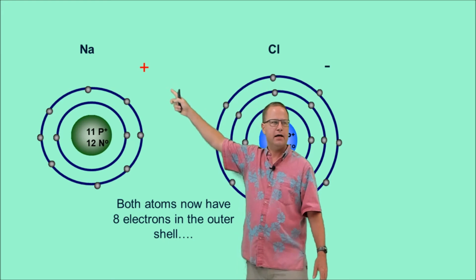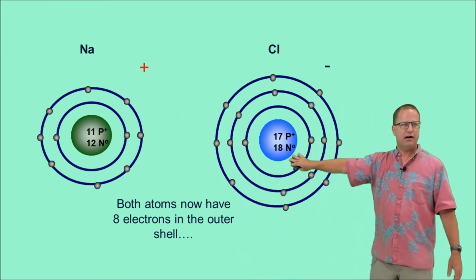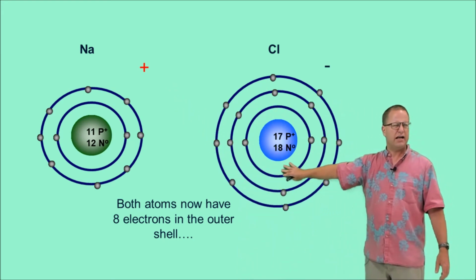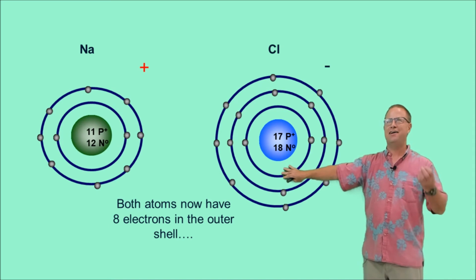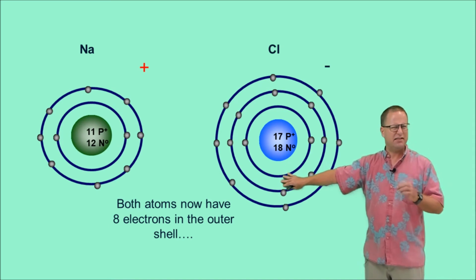It's a cation. Now let's look at chlorine. This is actually now called chloride. So originally, I think we had 17 electrons, right? And we got an extra electron from our sodium. So now we have 18 electrons and 17 protons.